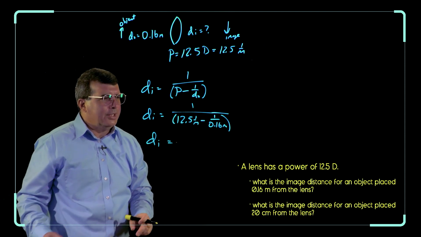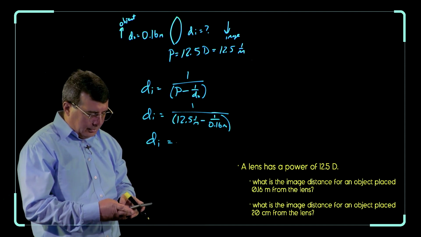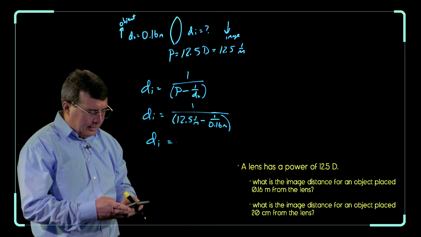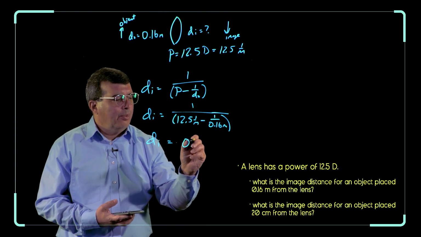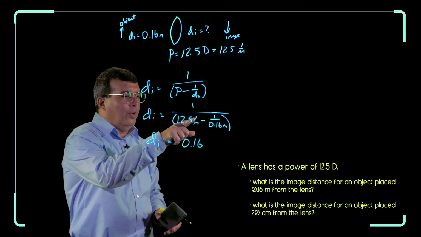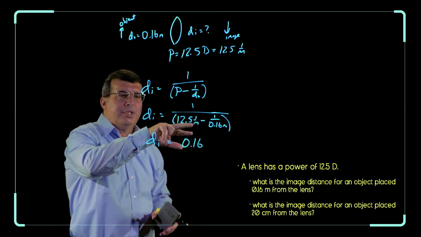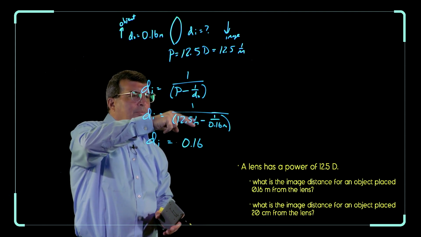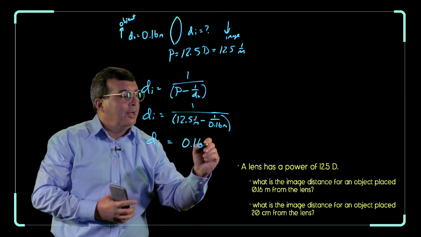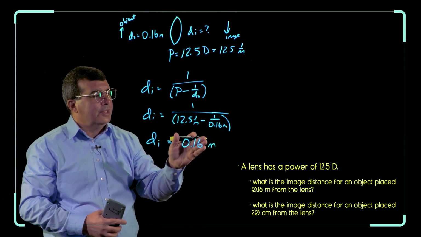And so that tells us that our image distance is 1 divided by (12.5 minus 1 over 0.16), and it gives us an answer of 0.16. But what are our units? Well, we have inverse meters here. We have 1 over a meter here. We have 1 over a meter here. So we have a fraction in the denominator. To bring it to the numerator, we flip it over, and our 1 over meters becomes a meter, and our 1 over meters becomes a meter. So both of these, when we flip them over, become meters. So our units must be meters. So the image distance is 0.16 meters.